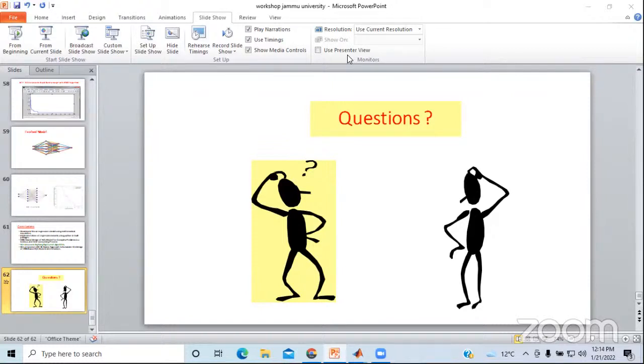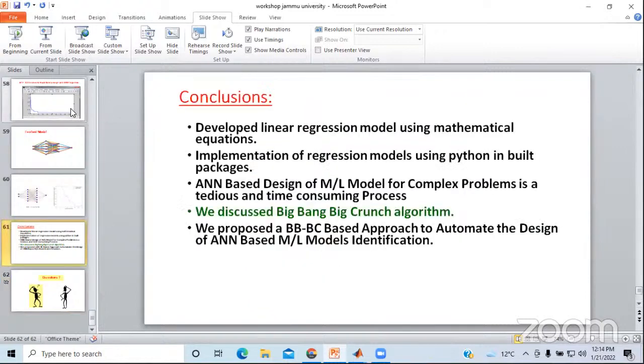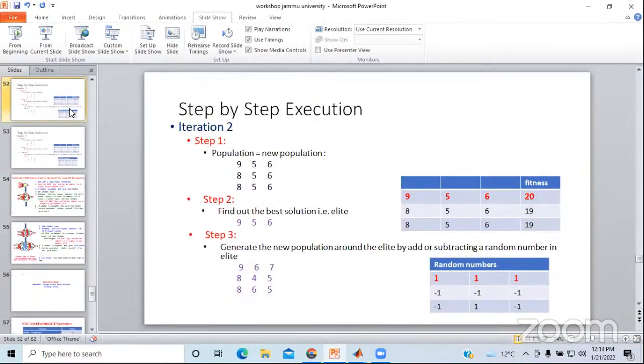Yeah, definitely, sir. We can create the population of neurons like I showed here in my slide. You can look here, I created the population. So if I have 3 hidden layers, I can say that in the first hidden layer I need 9 neurons, in the second hidden layer I need 5, in the third hidden layer I need 6. In this way, I can create a population of neurons. Then I can evaluate the fitness. After evaluating the fitness, I will get the elite. Then after getting the elite, I will generate the population again around this elite. In this way, we can optimize the number of neurons in one artificial neural network.